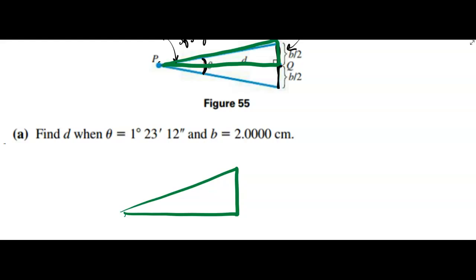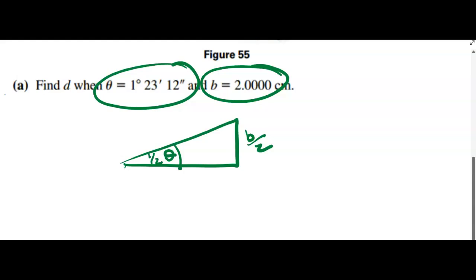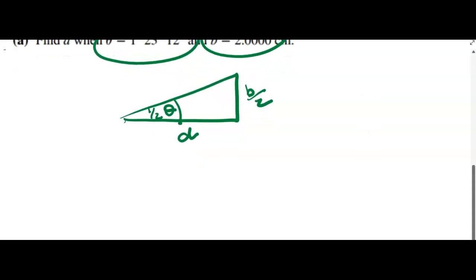Okay, so this is half of theta. All right, we'll figure out what that is. And then this is half of b, or b over 2. Okay, so you have an angle here. We know theta, and we know b, so we know half of b, right? And then we're trying to find the distance d here. Okay, so that's what we're trying to find. So I know an angle. I'm going to figure out what that is on my calculator, and I'll show you how to do that.